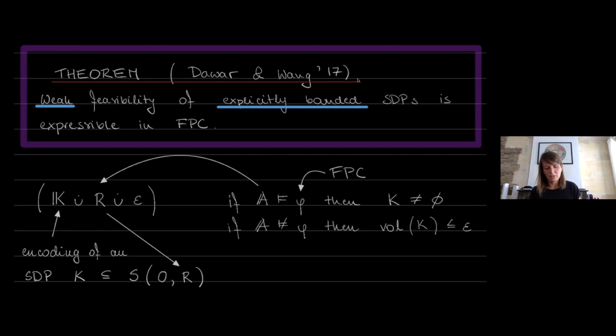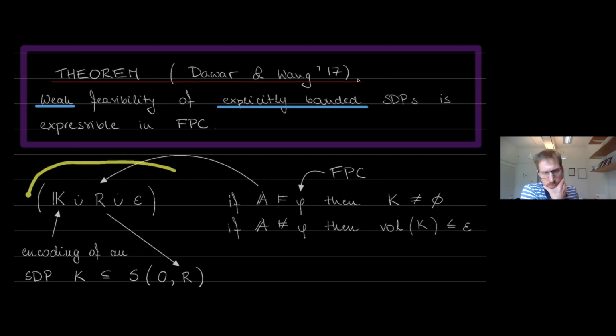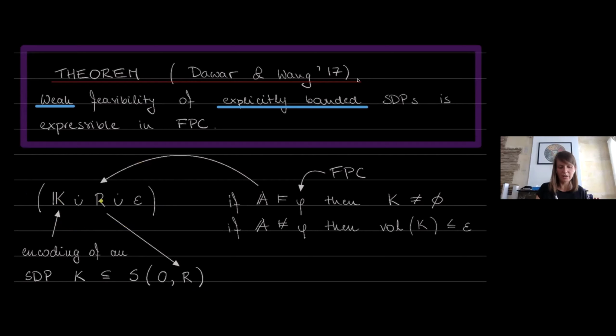And the fact that the weak feasibility is expressible in FPC means that there is a sentence phi of FPC such that this whole thing, which I call the structure A, the encoding of an SDP, an encoding of R, and an encoding of epsilon, satisfies this sentence phi. If this structure satisfies phi, then we know that the SDP is non-empty. On the other hand, if the structure does not satisfy phi, then we only know that the volume of this SDP is small. We don't know that it's empty, just that it's small. More precisely, we can define witnesses for both of those, both for K being non-empty and for its volume being small.